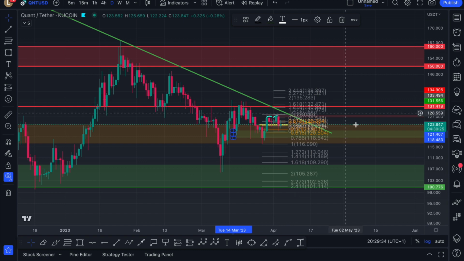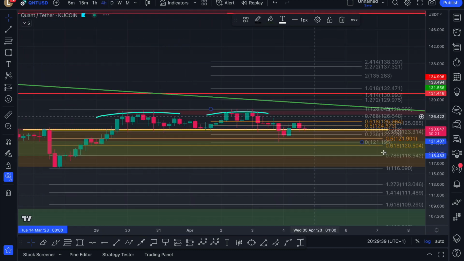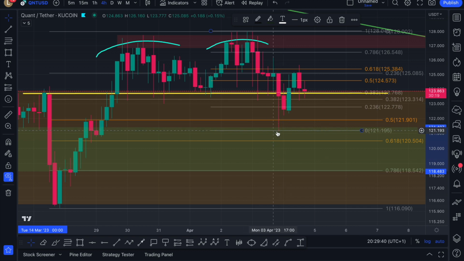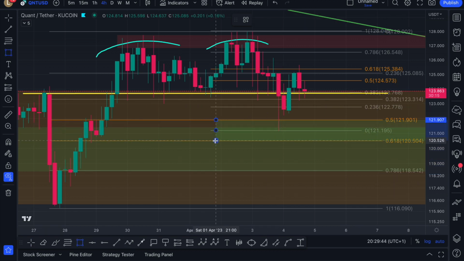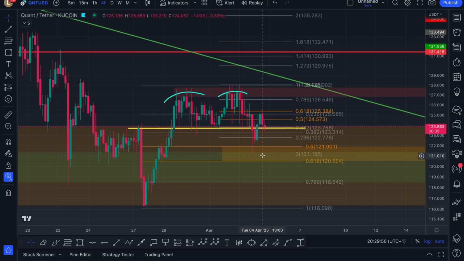So I'll make this green, and we can see we just tapped that over there. As we zoom in on the 4-hour time frame, that is exactly over there in between this smaller golden pocket. So I can even draw another box over here just to show you there's so much support, and these all need to hold again for this continuation.